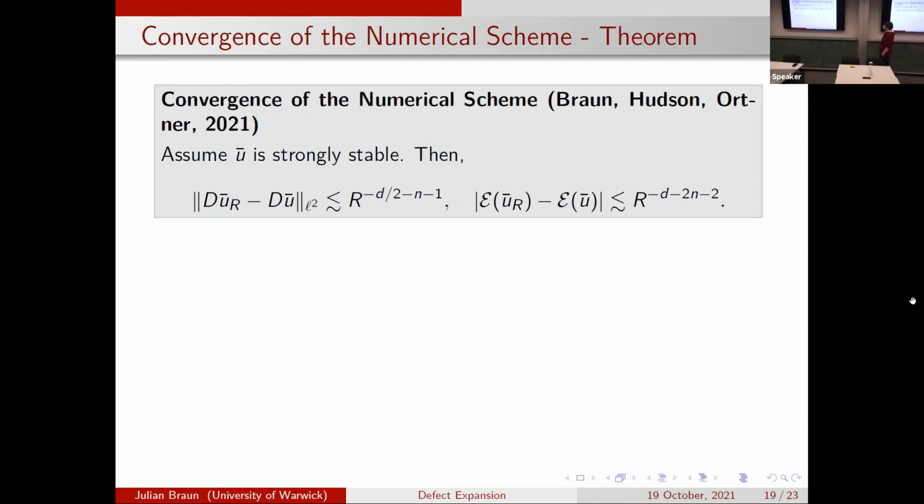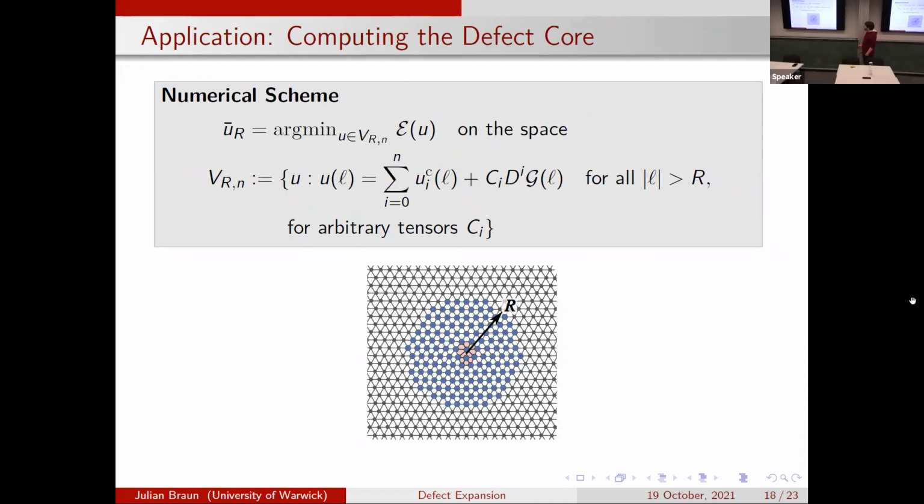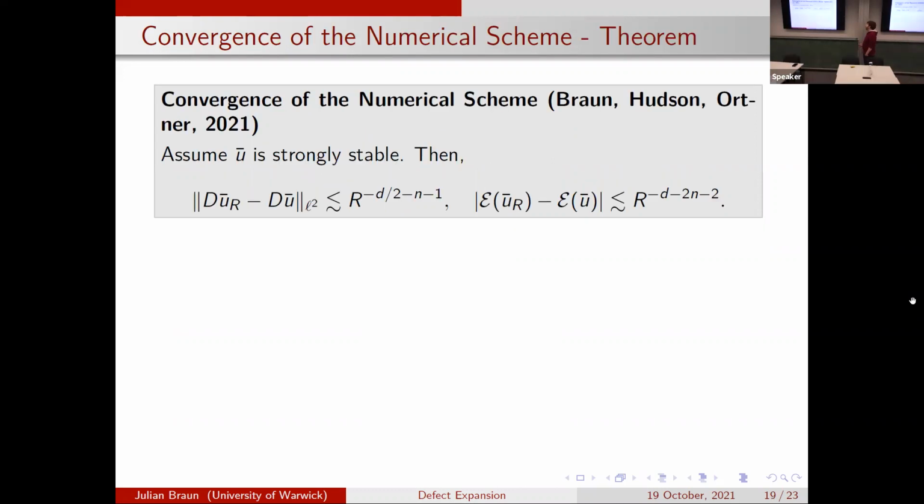If you minimize, so the U R bar is the minimizer of this restricted problem, and then you get a convergence rate of r to the minus d half minus n minus 1. The key point again being the minus n. So for each order of improvement you put in, you get 1 order better convergence rate. And the energies always behave correctly compared to the H2 norm of this. This is kind of an H1 norm, given the stability.